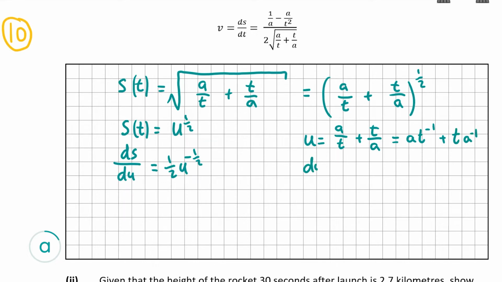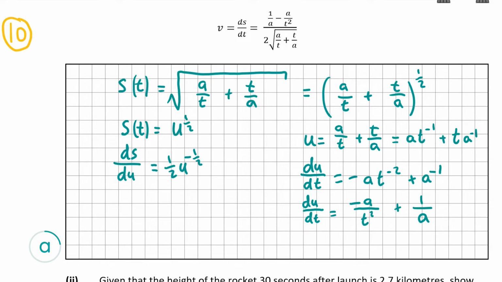Then differentiating u with respect to t, I have a t to the power of minus 1. So you bring down the minus 1 and then reduce the power by 1. That's going to give us minus a t to the power of minus 2. And then t a to the power of minus 1. Here the a to the power of minus 1 is just a constant, so the t will go and we'll be left with a to the power of minus 1. Now I'm going to rewrite this as minus a over t squared plus 1 over a. And that's my du/dt.